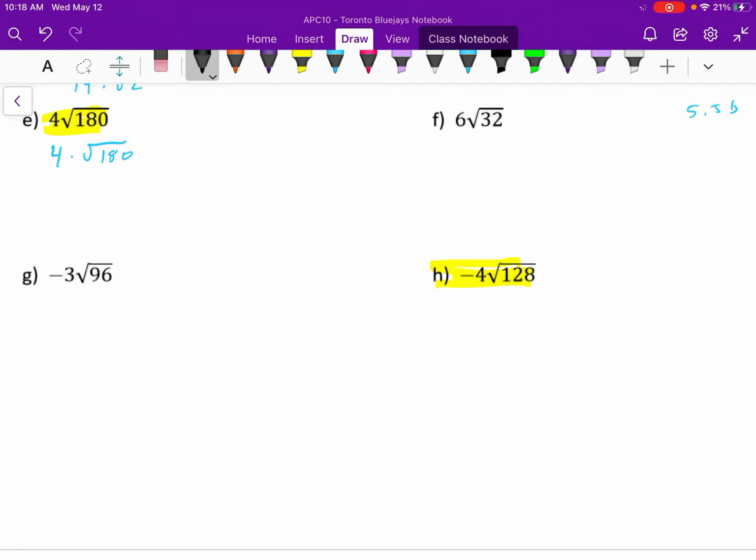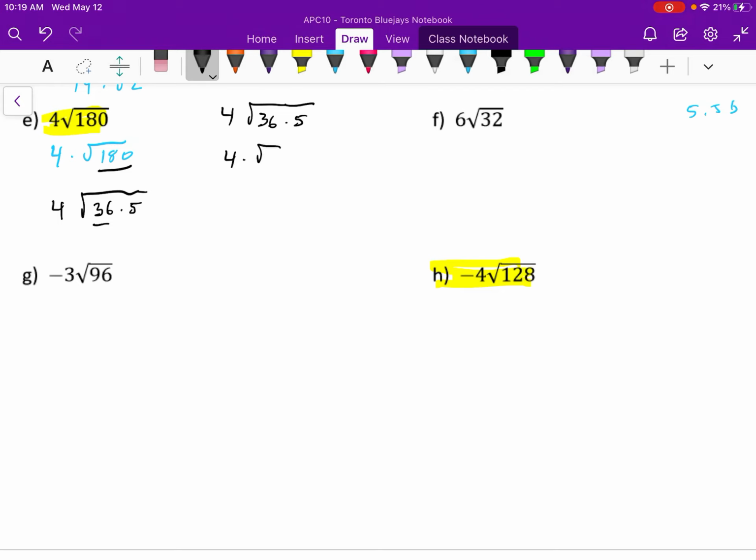So, can you identify a perfect square factor of 180? I believe I can. Did you know that 36 times 5, right? 36 is a perfect square. So remember that I'm going to split up my radical. I'm going to give myself more space up here. 4 times the root of 36 times 5.